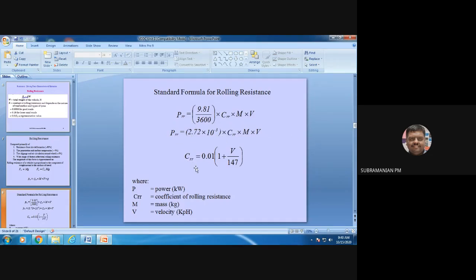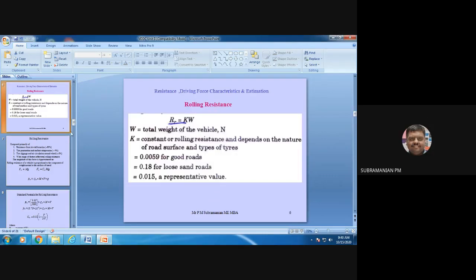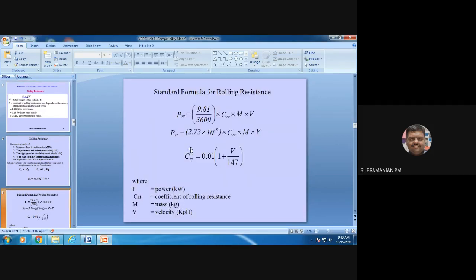Then there is a coefficient called CRR. The coefficient, when finding it out, gives some approximate values, but we can also find it empirically based on speed.